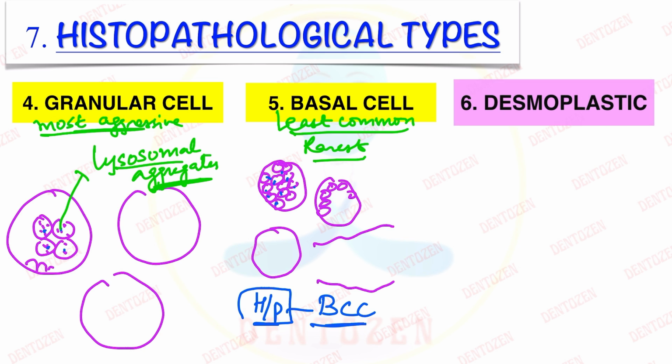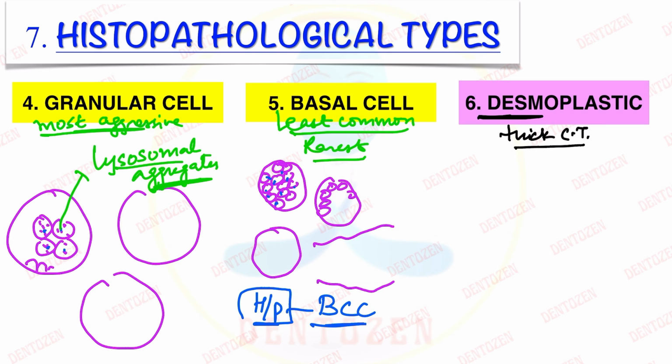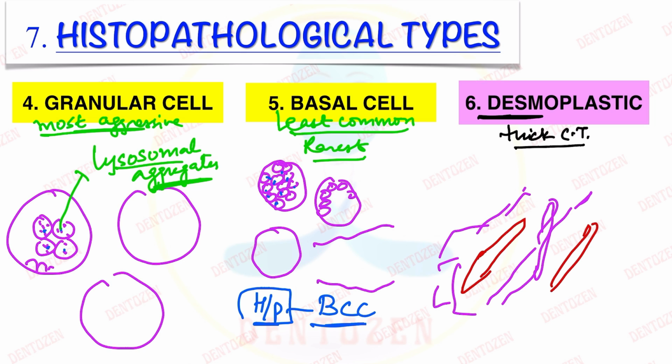Now we come to the last and the important type, that is desmoplastic, which we had said has been given a different name. Why? Because desmoplasia means fibrous. In this there is thick connective tissue, with a lot of collagen fiber formation, because of which the odontogenic epithelium becomes compressed. The area seems hyalinized, with a pink appearance, and cells are very few. So there are compressed odontogenic epithelial islands.